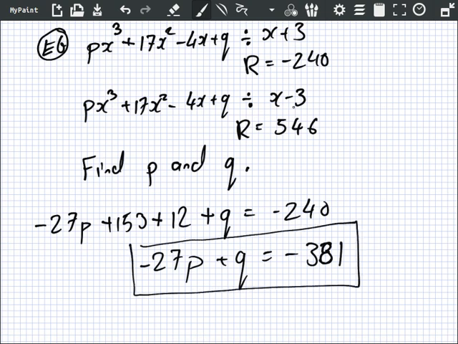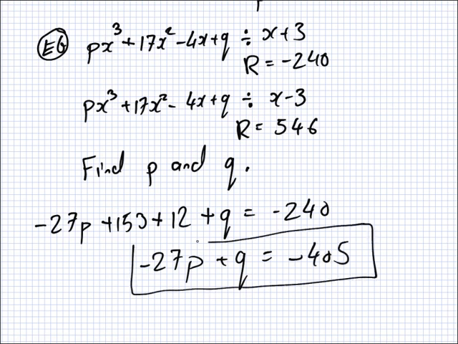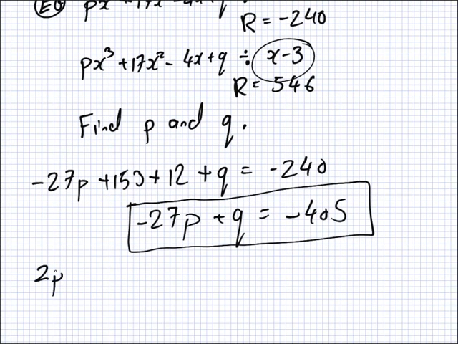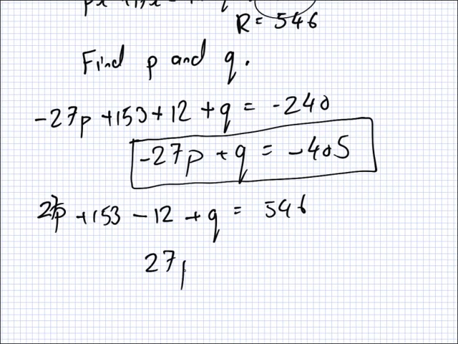Yes? Now, in the second one, you simply sub in just 3. Thank you, minus 405, yeah? That's equation 1. Yes? Now, let's sub in the next one. So, I get 27p, yes? Plus 153 minus 12? No, minus 12, isn't it? Plus q equals 546. So now I have 27p plus q equals what? 405.